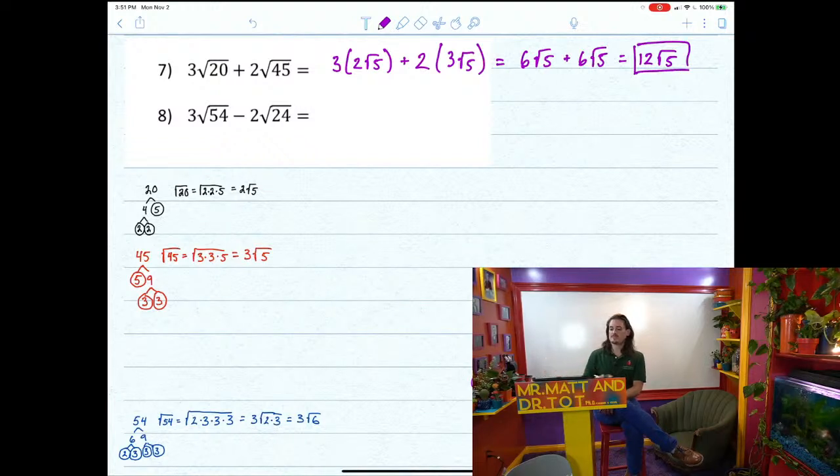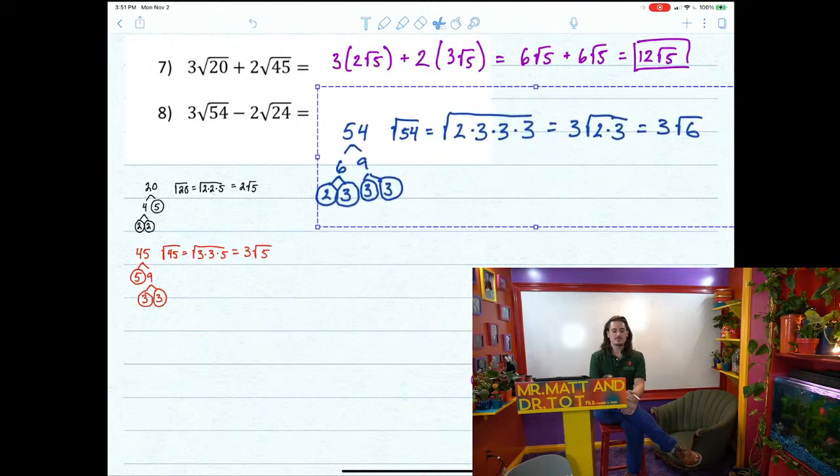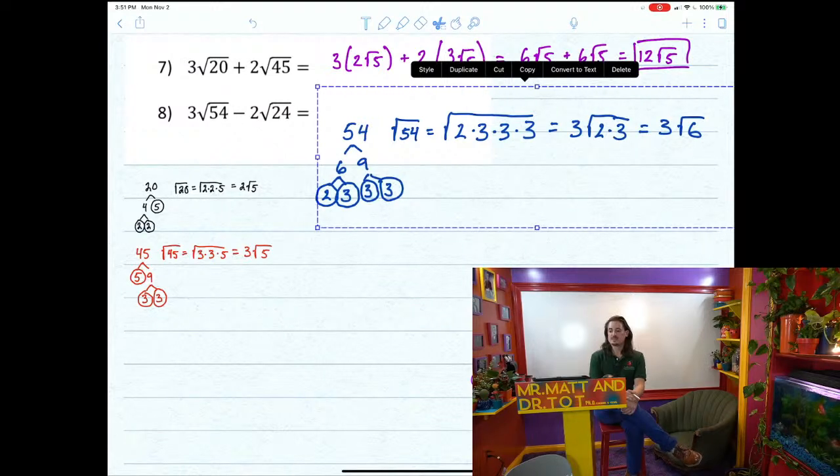For number 8, we have 3 times the square root of 54 minus 2 times the square root of 24. So the square root of 54, we can factorize that. That's going to break down into 6 times 9. 6 breaks down into 2 times 3. 9 breaks down into 3 times 3. So the factorization of 54 is 2 times 3 times 3 times 3. So for one pair of 3's underneath the radical, we can pull one 3 outside of the radical. But we still have left under one of the 3's.